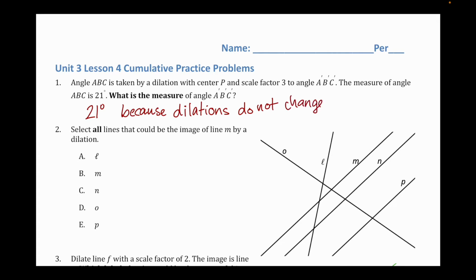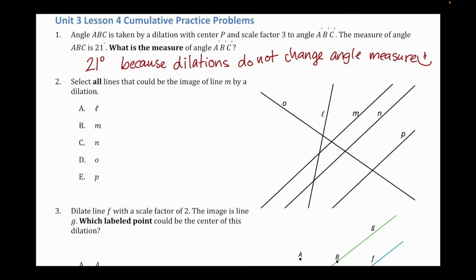Dilations do not change angle measure. And that was the big part of this lesson, is that dilations don't change angle measure. So that brings us to question 2, which is this big series of lines.